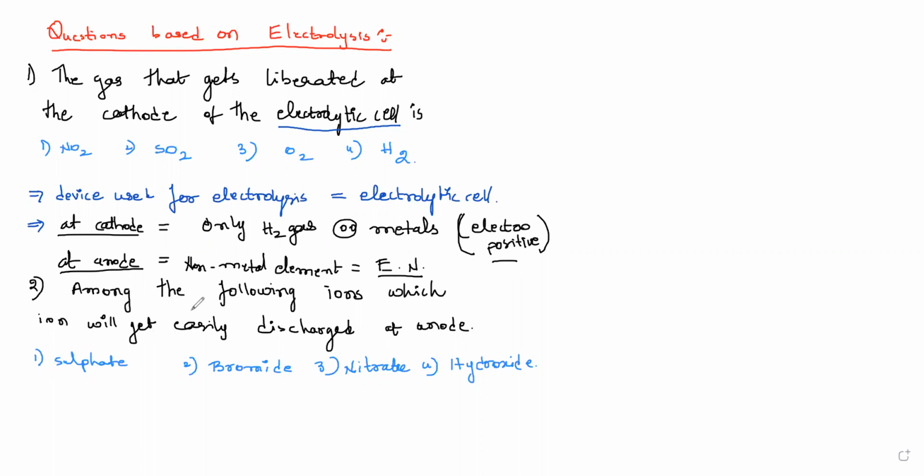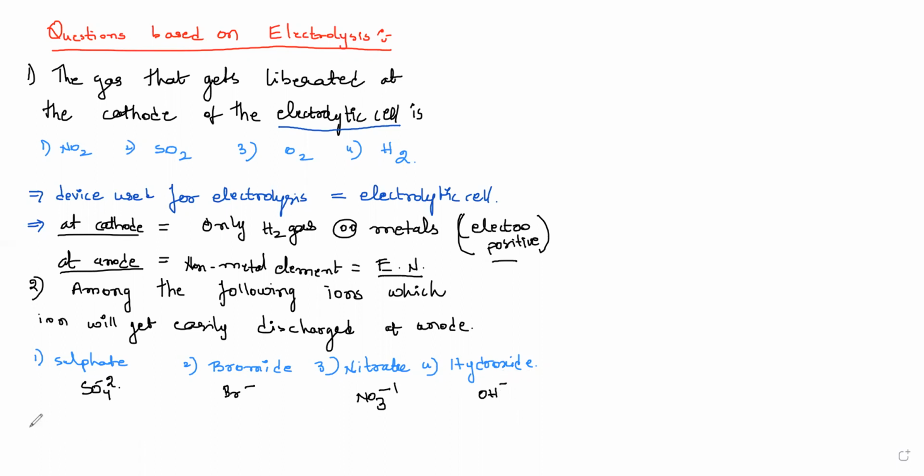Then the second question: among the following ions, which ion will get easily discharged at the anode? They gave four ions: sulfate ion, bromide ion, nitrate ion, and hydroxide ion. Sulfate is SO4 2-, bromide is Br-, nitrate is NO3 -, and hydroxide is OH-.